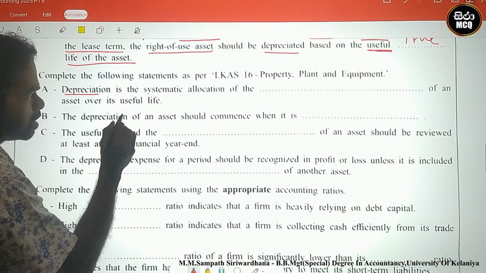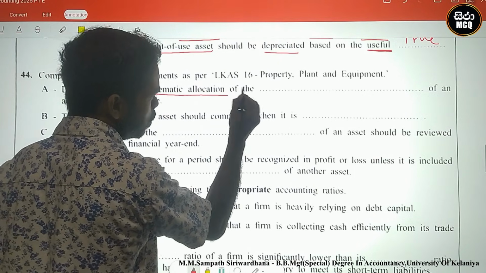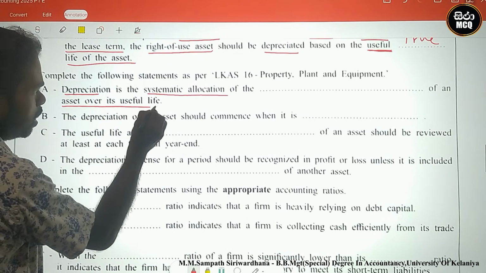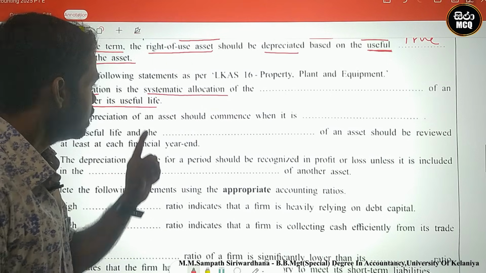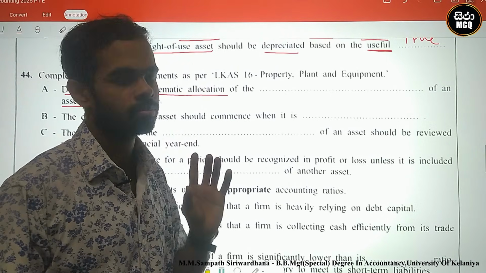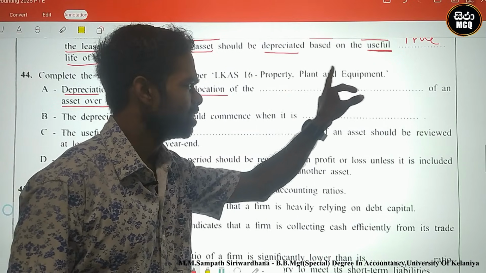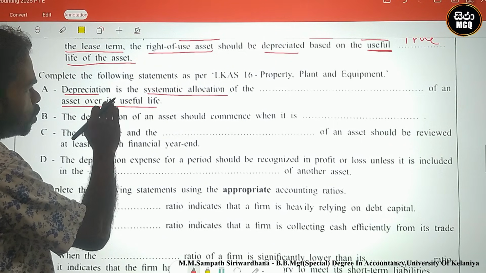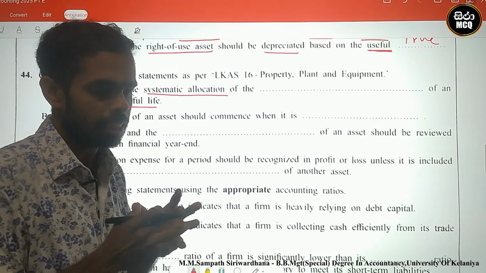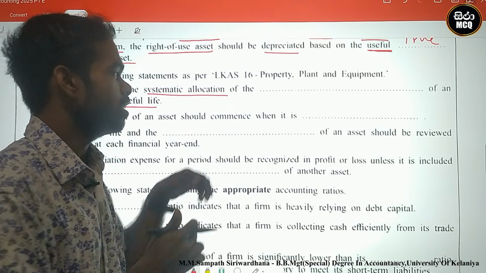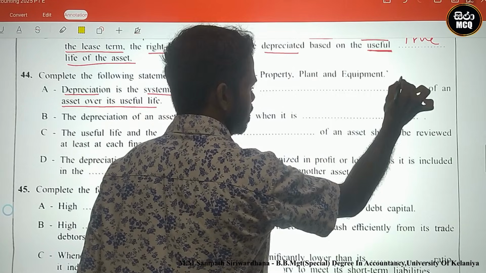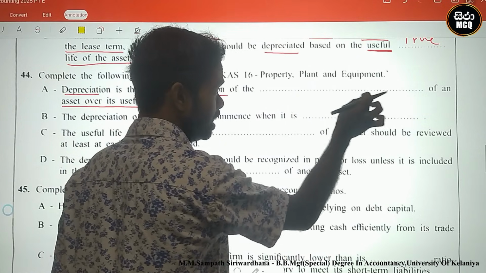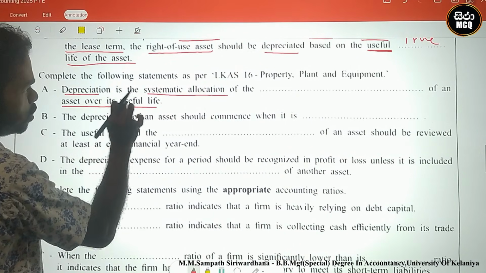Depreciation is the systematic allocation of the blank of an asset over its useful lifetime. What is this blank? There is a systematic allocation of which word of an asset over the useful lifetime?